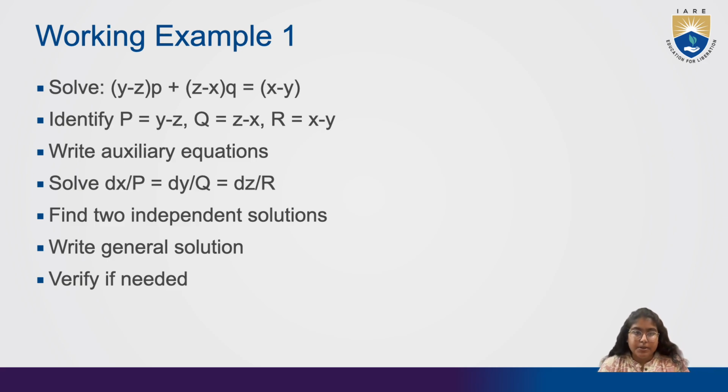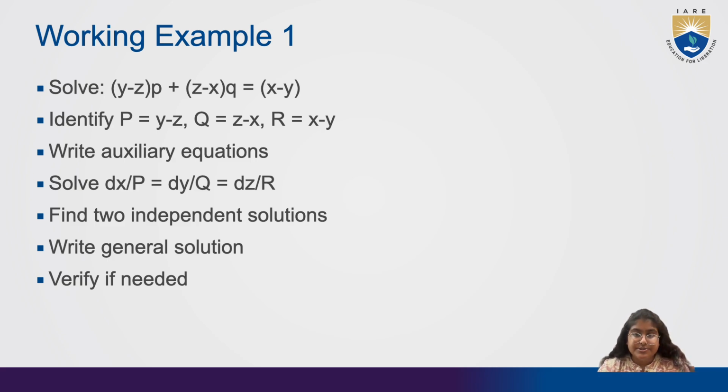Let's walk through an example together. So let's solve the equation (y minus z) p plus (z minus x) q is equal to x minus y. First, we identify capital P, capital Q, and capital R. Here, capital P is equal to y minus z, capital Q is equal to z minus x, and capital R is equal to x minus y. We set up our auxiliary equations: dx by capital P is equal to dy by capital Q is equal to dz by capital R.